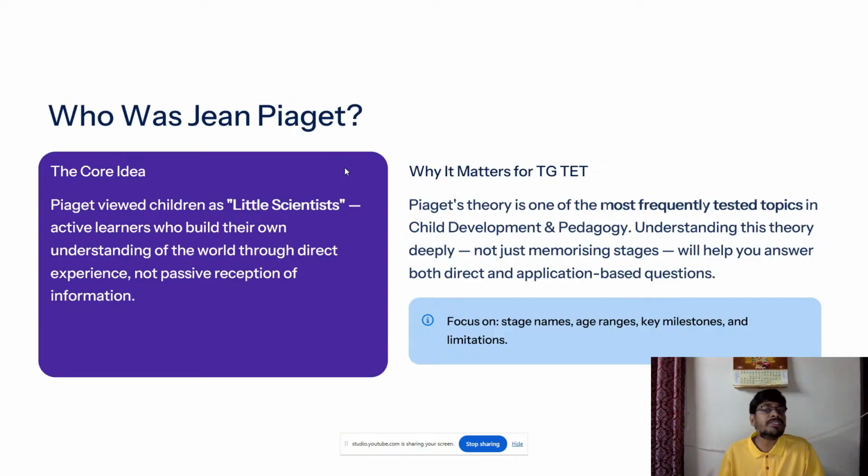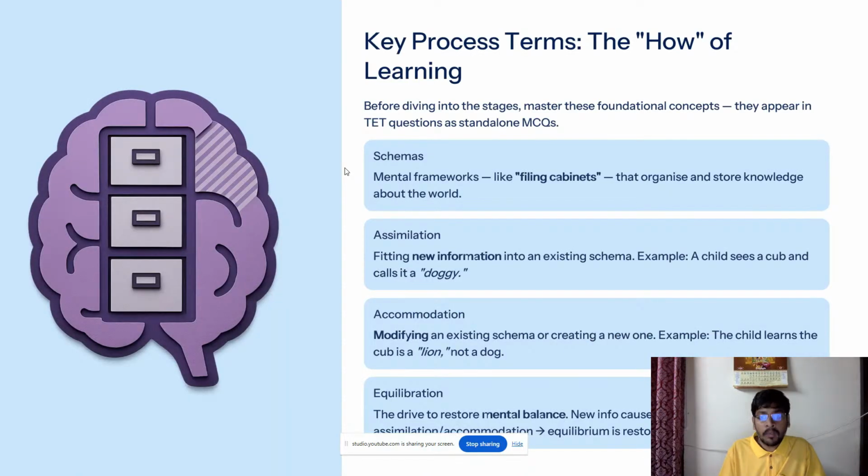And why does it matter for TG TET? Why is this topic very important in the TET exam? It is one of the most frequently asked topics in the CDP part, not only in Telangana TET, but even in CTET. Understanding this topic is very important, because it will help you to answer more direct application-based questions. Now, key processes and terms.